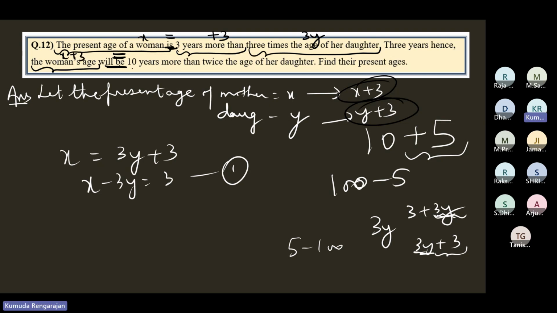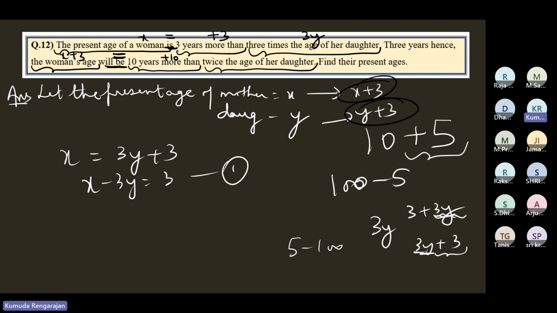X plus 3 will be, means equal to, 10 years more than, meaning plus 10, twice the age of her daughter. Twice the age of her daughter at that time only. Now we are not in the present. We are in the future, 3 years. So now you should not have a doubt. Twice the age of her daughter means her daughter's present age or future age? We are not at all in the present. We are in the future only now. 3 years hence. So we are all now 3 years into the future.